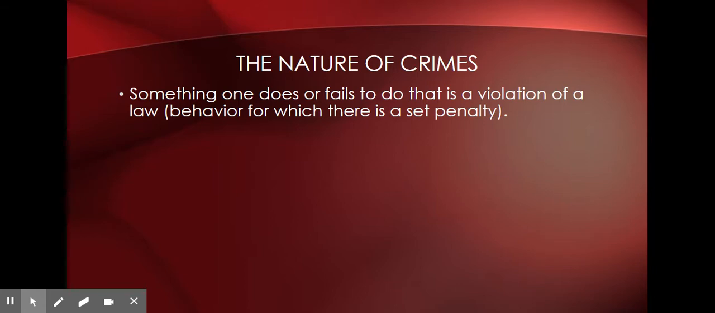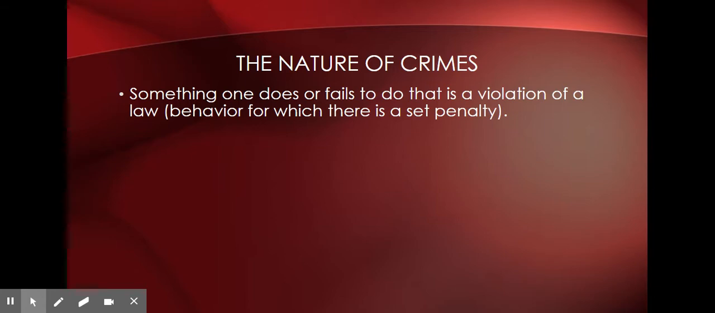For example, if you fail to buckle up when you drive, that's a crime. And if you get pulled over, you can receive a penalty for that. You can receive a ticket. So it could be something as simple as that. We're not just talking about murder or rape or anything. It could be something simple like not buckling up when you drive. So something that you do or fail to do that is a violation of the law and there's a set penalty for it, that is a crime.